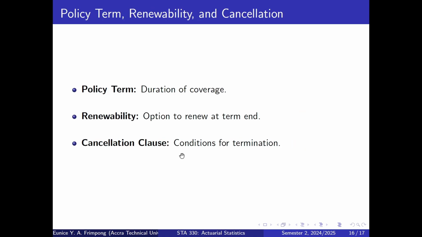Now, there are some other terms you may need to know. We have policy term. Now, policy term is the length of time the policy covers. We also have renewability, whether and how you can extend the policy after it ends. So first of all, can you extend the policy? And secondly, how can you extend the policy? Then finally, we have cancellation clause. This is the terms under which the policy can be terminated by either party. So before the policy starts, we decide on these conditions, under which the insured can terminate the contract or the insurer can terminate the contract.